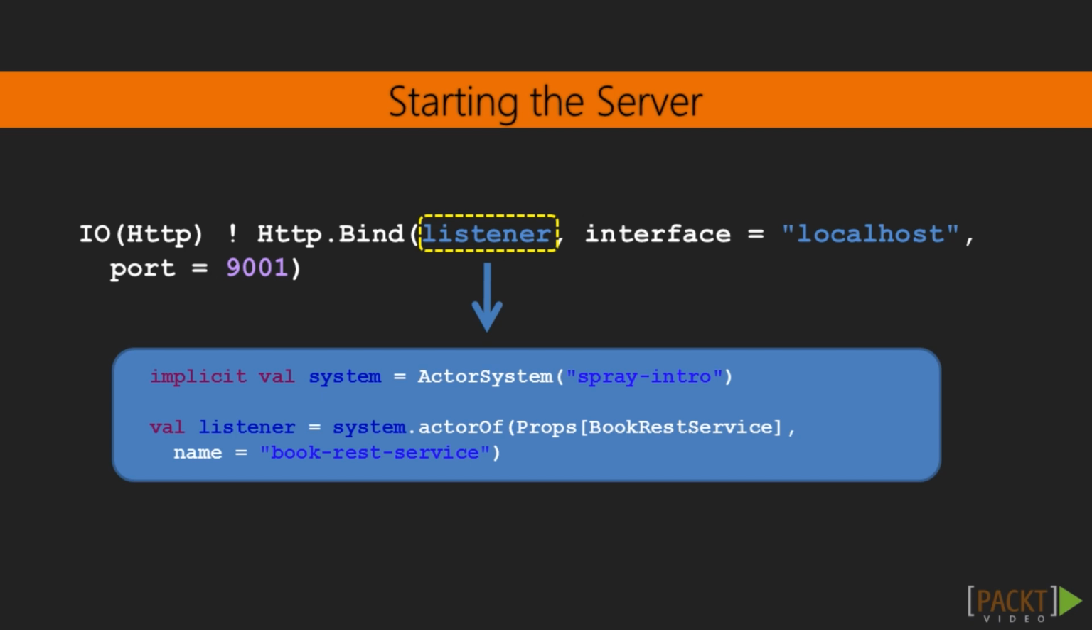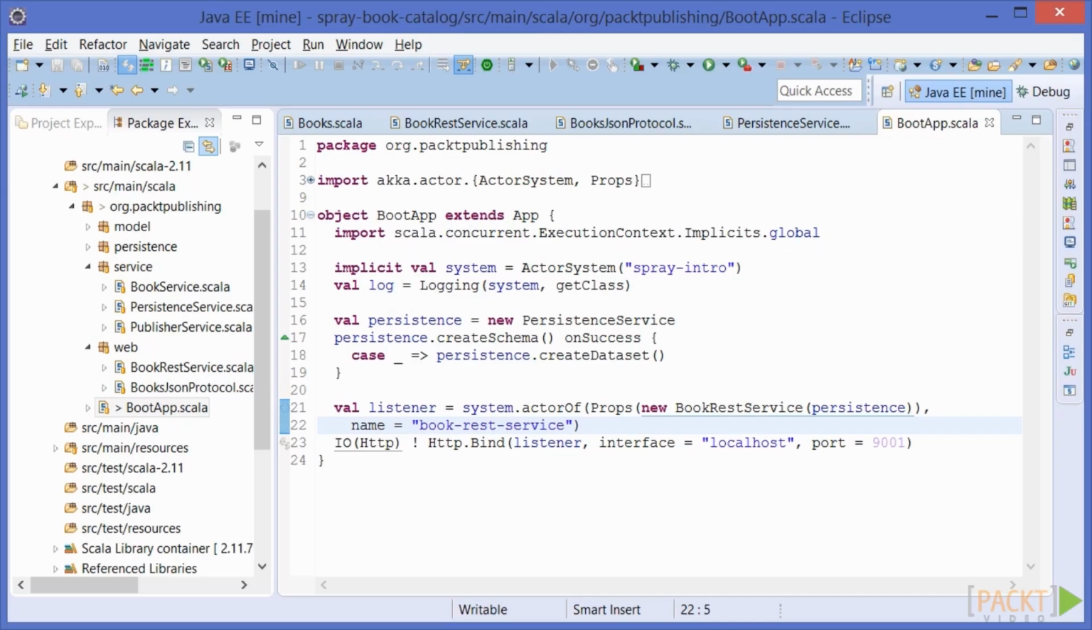Essentially, that's it. Once the HTTP bind is processed, we have a full-blown Spray HTTP server up and running, ready to serve requests. Now, let's switch back to the code and apply what we just learned to bootstrap the instance of book REST service. For that reason, we're going to create a basic Scala application with the initialization code block right inside it.